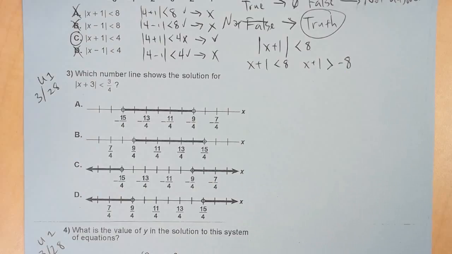Alright folks, today we're working on correcting problem number 3 and number 4 from our mock EOC. Number 3: which number line shows the solution for the absolute value of x plus 3 is less than 3/4?